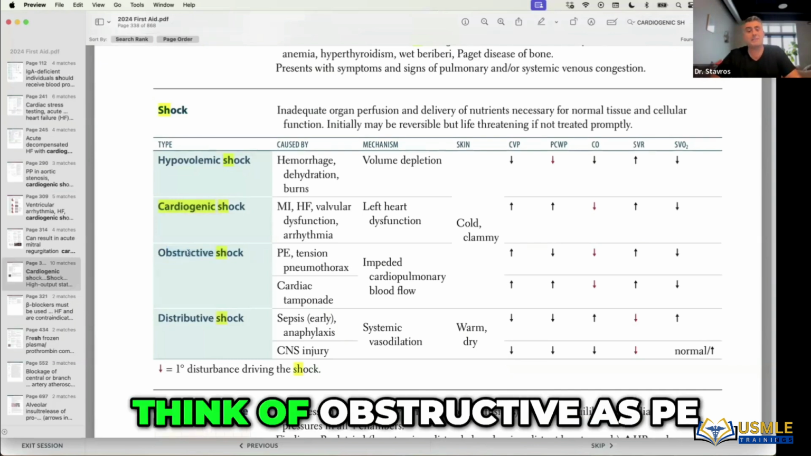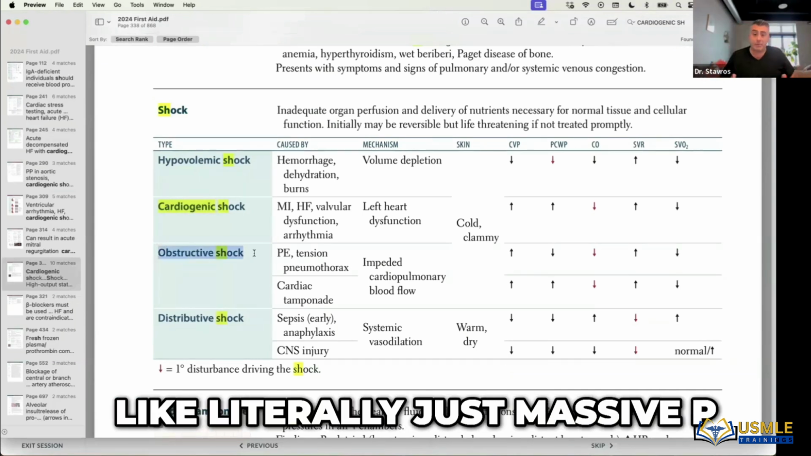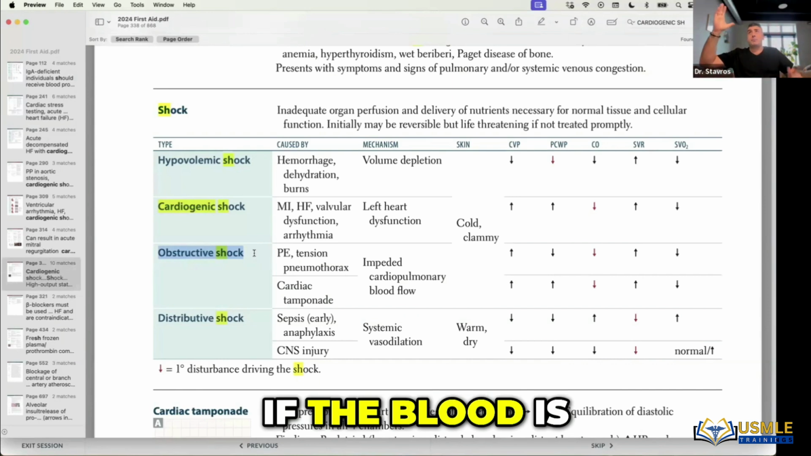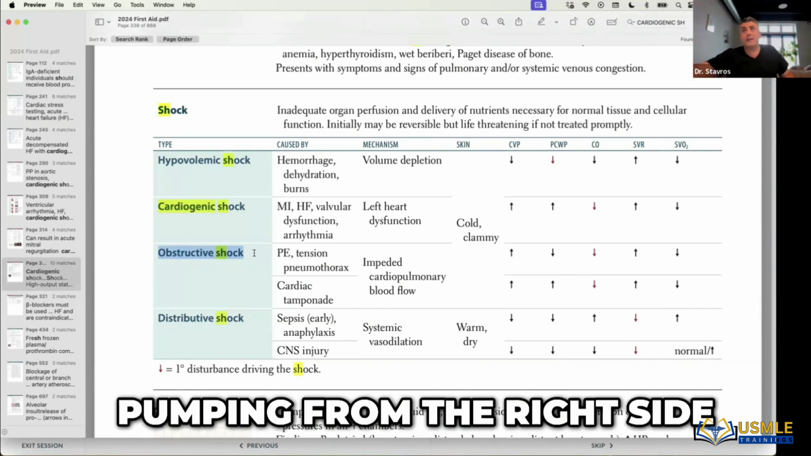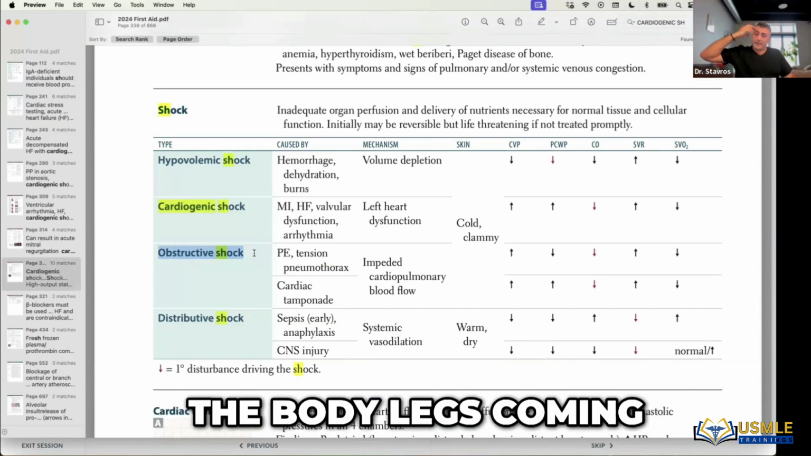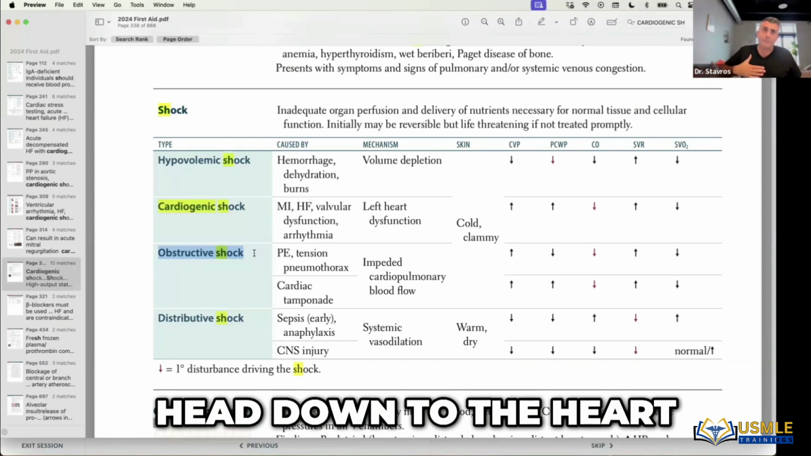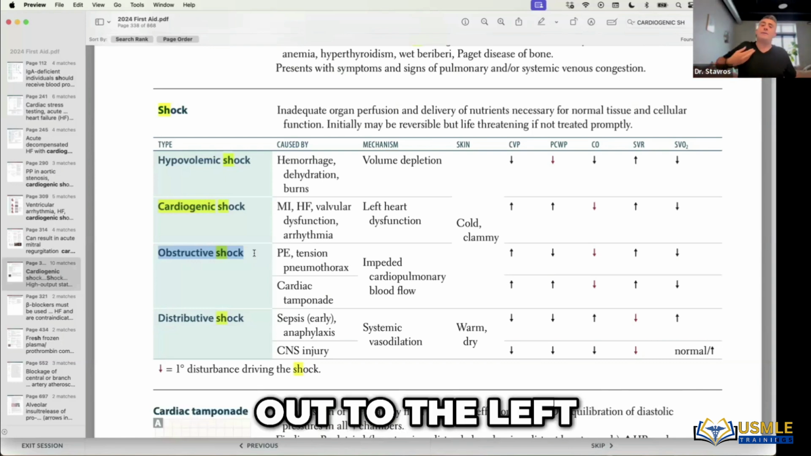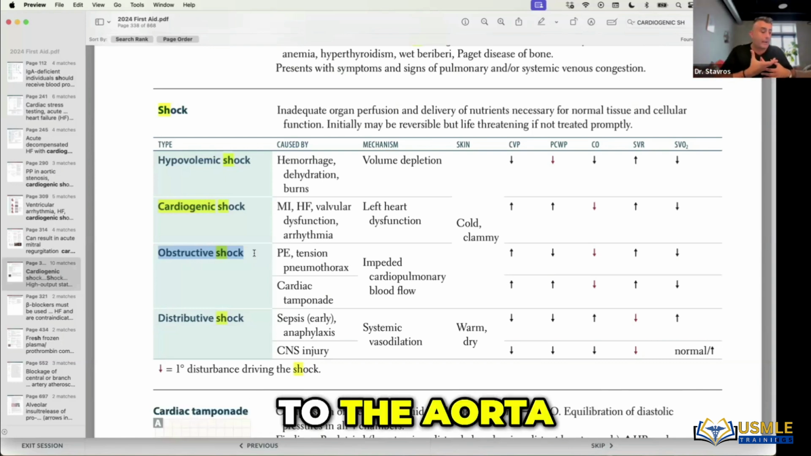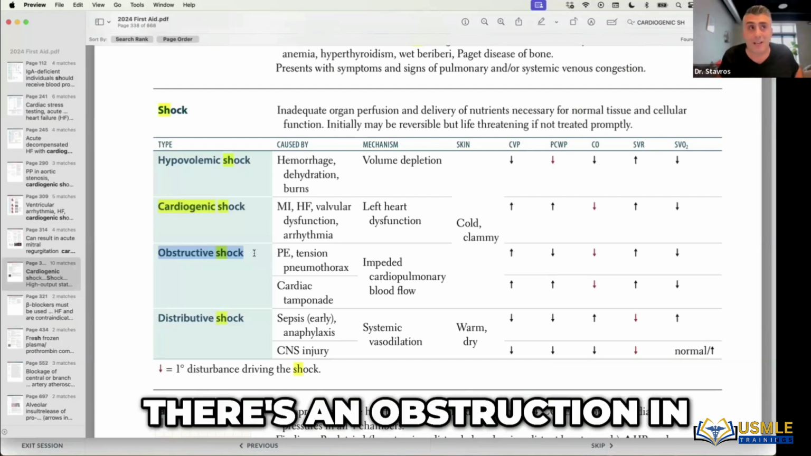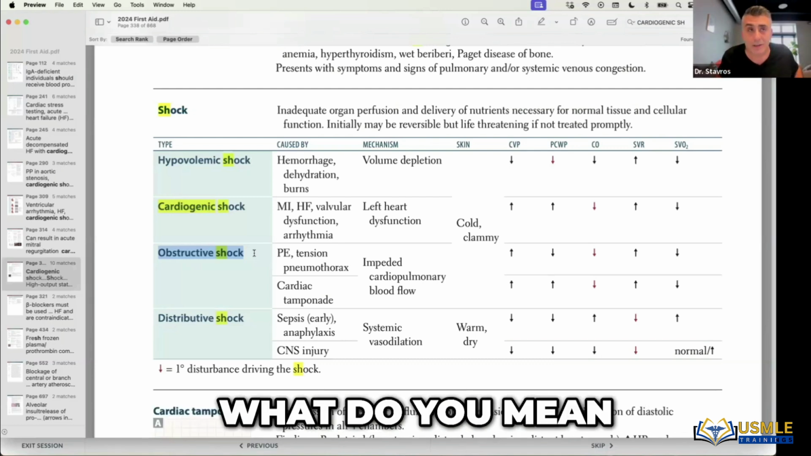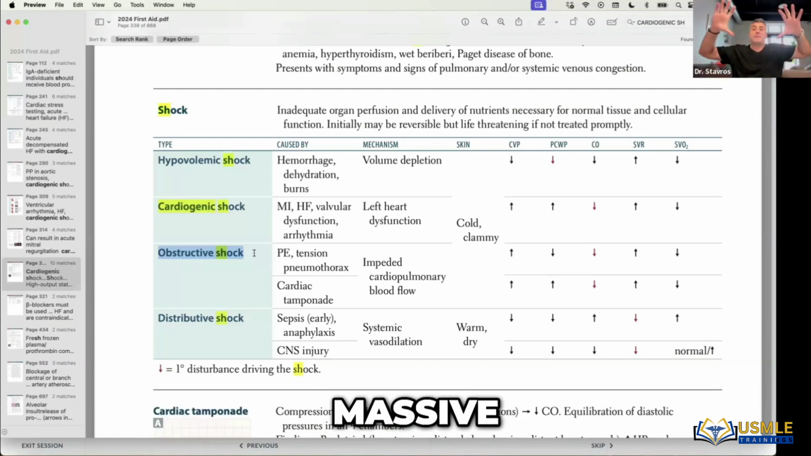Think of obstructive as PE, like literally just massive PE, meaning the blood is pumping from the right side: from the body, legs coming up, and from the head down to the heart, and it goes into the lungs, out to the left side, and out to the aorta. Remember this, there's an obstruction in the lungs. What do you mean? There's a big, massive clot.